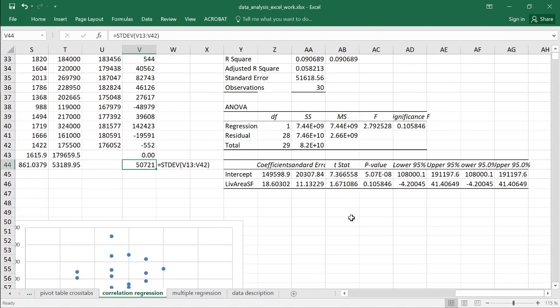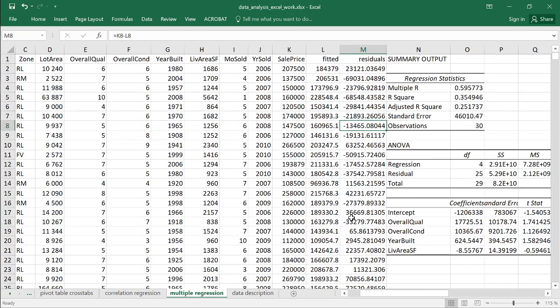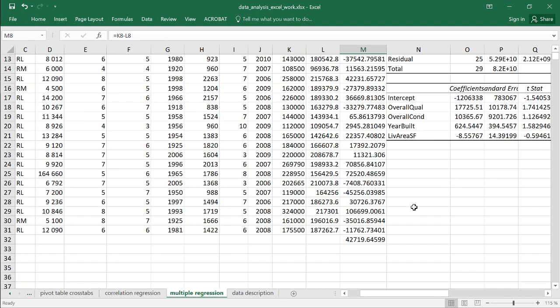So one way of interpreting that is, if we want to understand what determines the dispersion in house prices, and we only have the size of the living area as an explanatory variable, we end up with about $51,000 plus minus unexplained. Whereas if we account for the overall quality, the condition, the year built, the age essentially, we're only left with around $43,000 unexplained, plus minus, in about 2/3 of the cases.